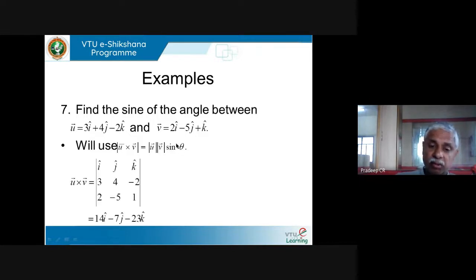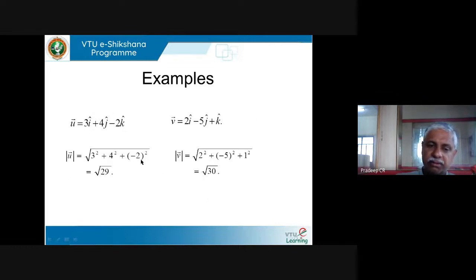So sine theta mod u, so u cross v in this case is easy to check. u and v are given in coordinates, I mean their i, j, k components are given. So I'll use this formula, expand this and see that u cross v is this much. So I'll find mod of u cross v, that is root of this square plus this square plus this square, and that is whatever this number. So then u is this, so mod u is this. You can see on your screen 3i plus 4j minus 2k. Similarly, mod v I can find. Once I know v, I can find mod v.